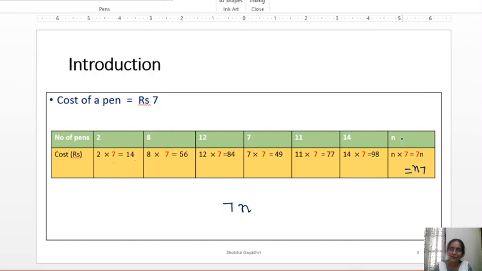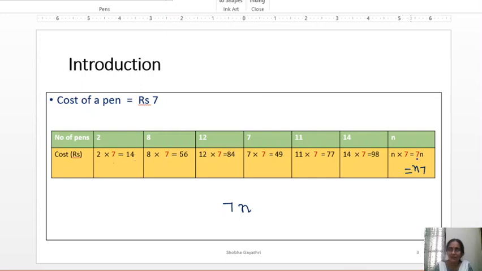When you have to buy n number of pens, how much amount you have to give to the shopkeeper? That is rupees 7n. You can write n7 also. Both are same. In all these cases, number of pens are changed. Every time the number of pens are changed. The 7 is fixed. That is cost of 1 pen is fixed.